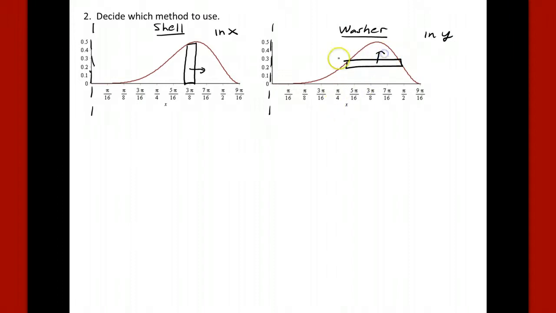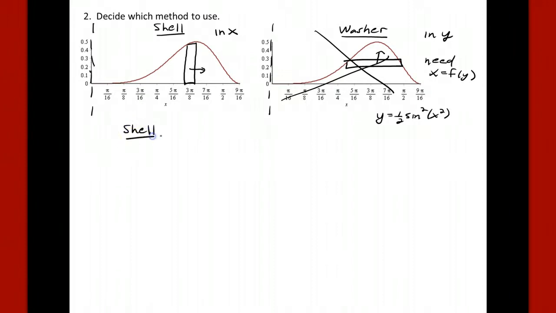As you move this upward, we need to have everything in terms of y. We need x as a function of y. And the curve is 1/2 of sine squared of x squared. So not only would we have to multiply by 2, we'd have to take a square root, then we'd have to take an arc sine, then another square root. Basically, no way. Should we be doing this in y? We should be doing it in x. And so if that's the case, then we decided that shell was the method that we had to use.